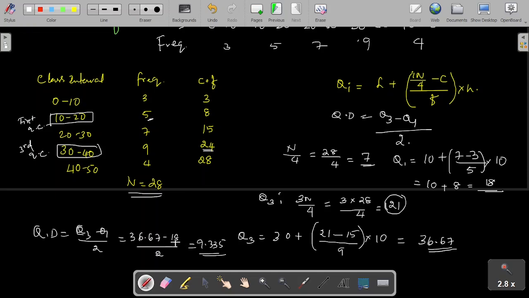You just have to remember the formula Q3 minus Q1 by 2. Based on whether the data is grouped or ungrouped, with frequency or without frequency, you have to find out the corresponding quartiles Q3 and Q1.